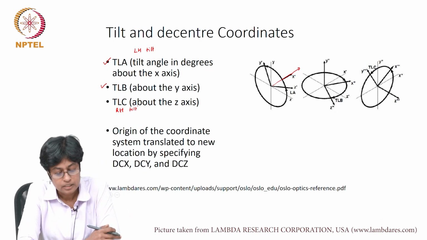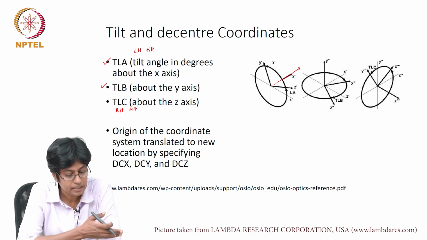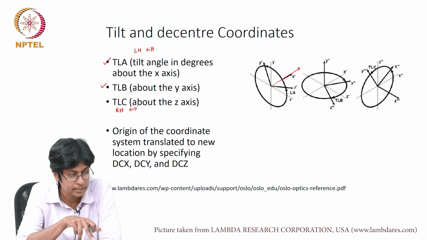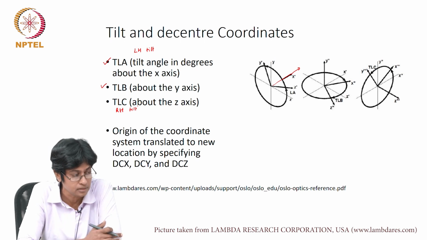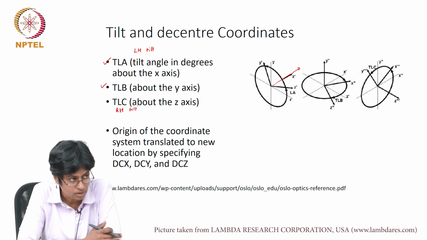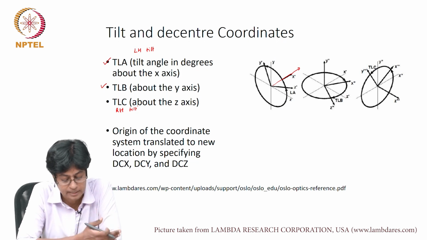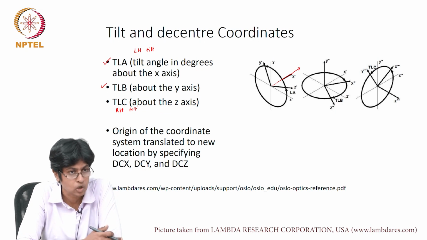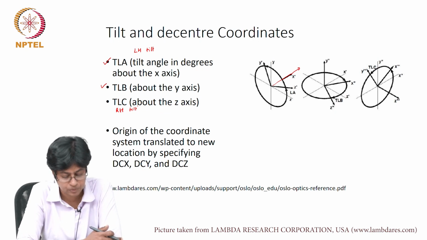Okay, so I can tilt any element, and if I'm doing so, I'm doing so by using any combination of these 3 angles, or I could displace the entire origin of that surface, and then the displacements are dcx, dcy, dcz, each one of course a displacement along that respective axis. Okay.